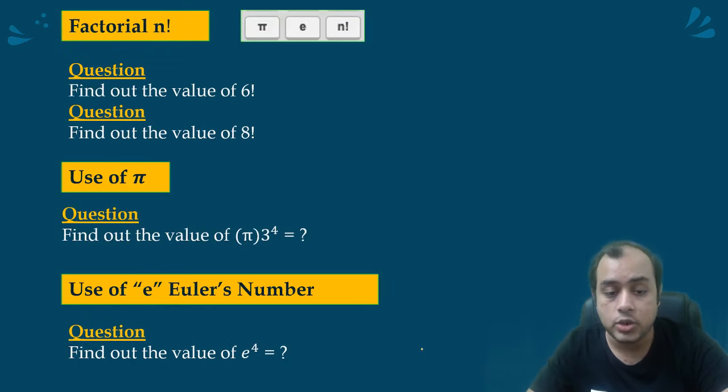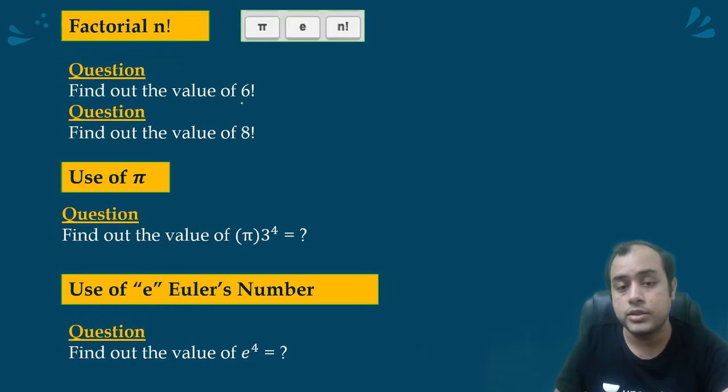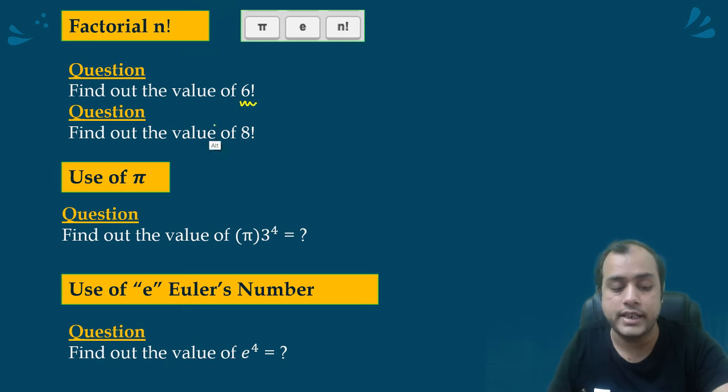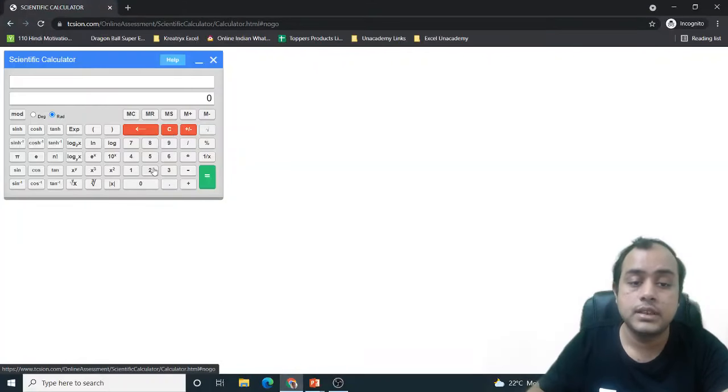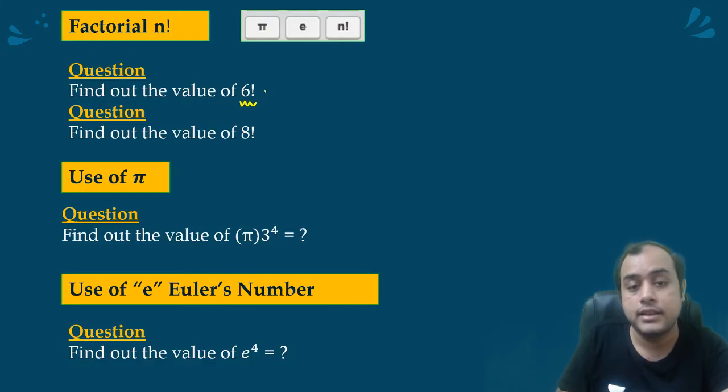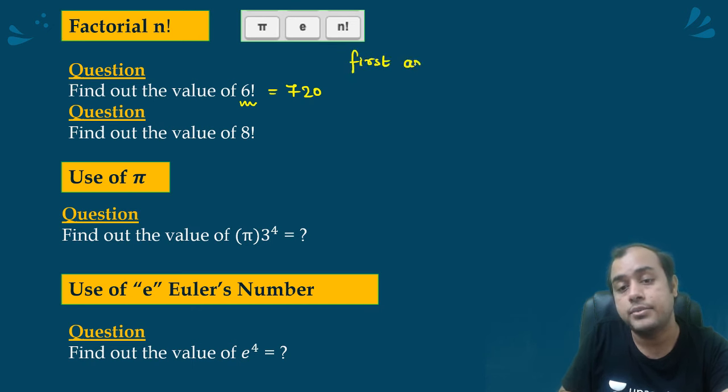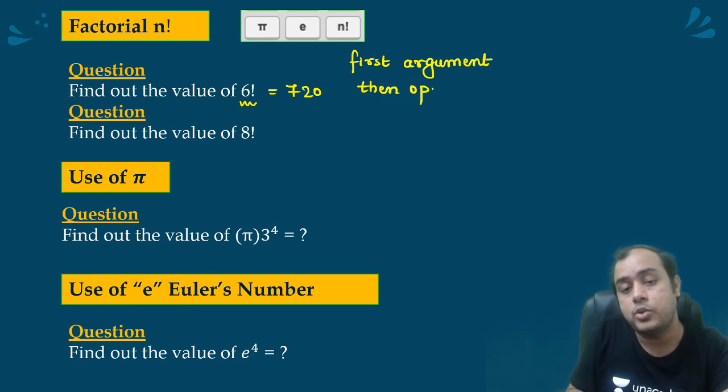What about the factorial? Suppose I want to calculate 6 factorial. Again go from number, then factorial. 720. See, press the operator later on. First argument, then operator. Okay, that is how you have to evaluate. What about 8 factorial?